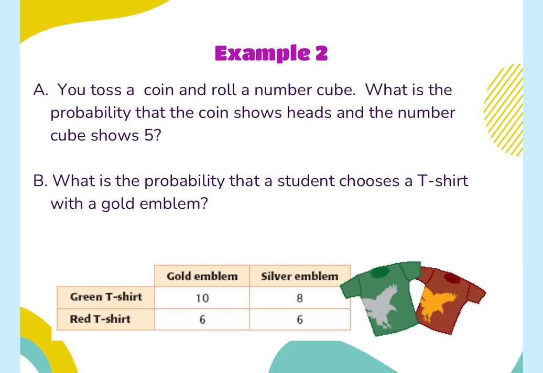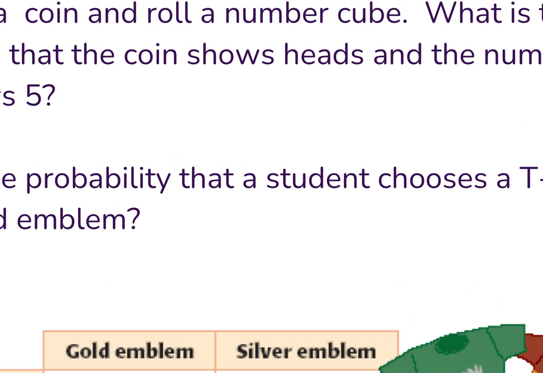All right, example 2 says you toss a coin and roll a number cube. What's the probability that the coin shows heads and the number on the cube shows 5? So think about what we already went through. It was H1, H2, H3, H4, H5, H6, and then it was T1, T2, T3, T4, T5, T6.